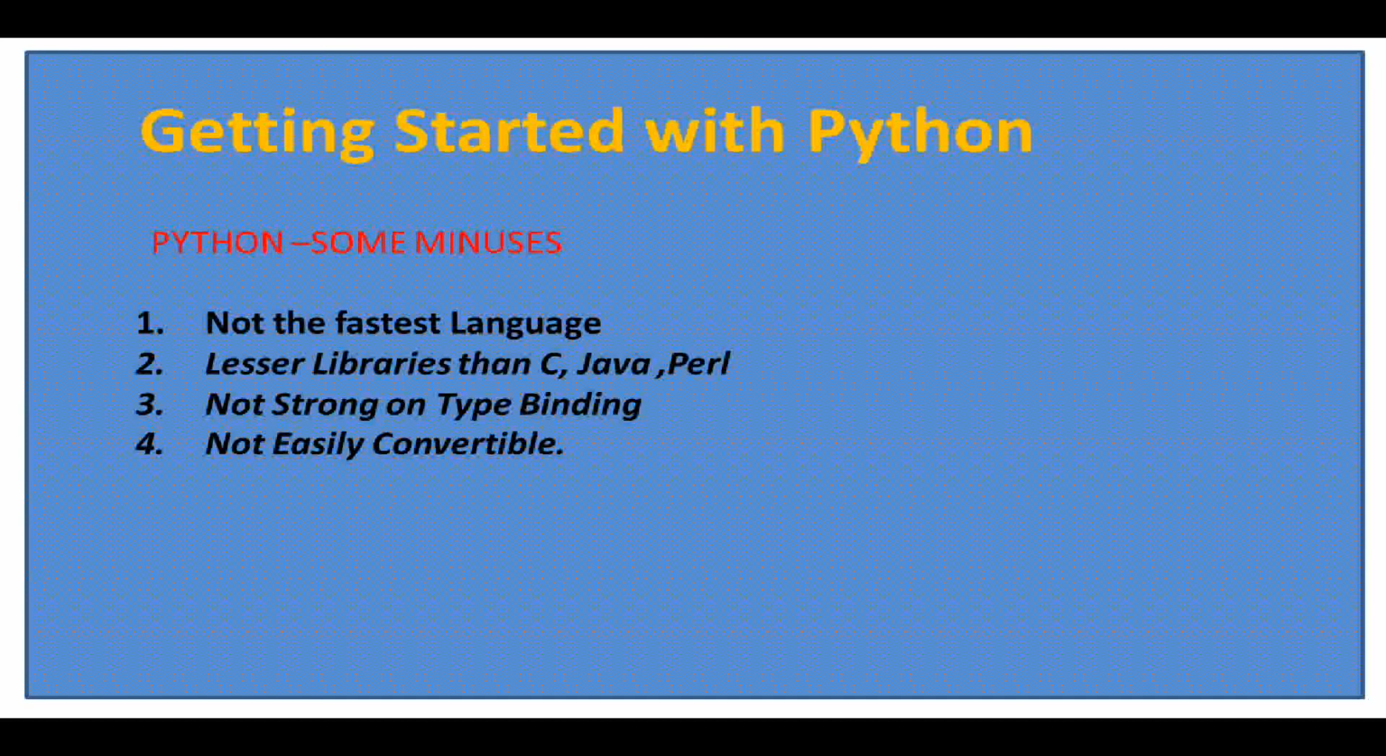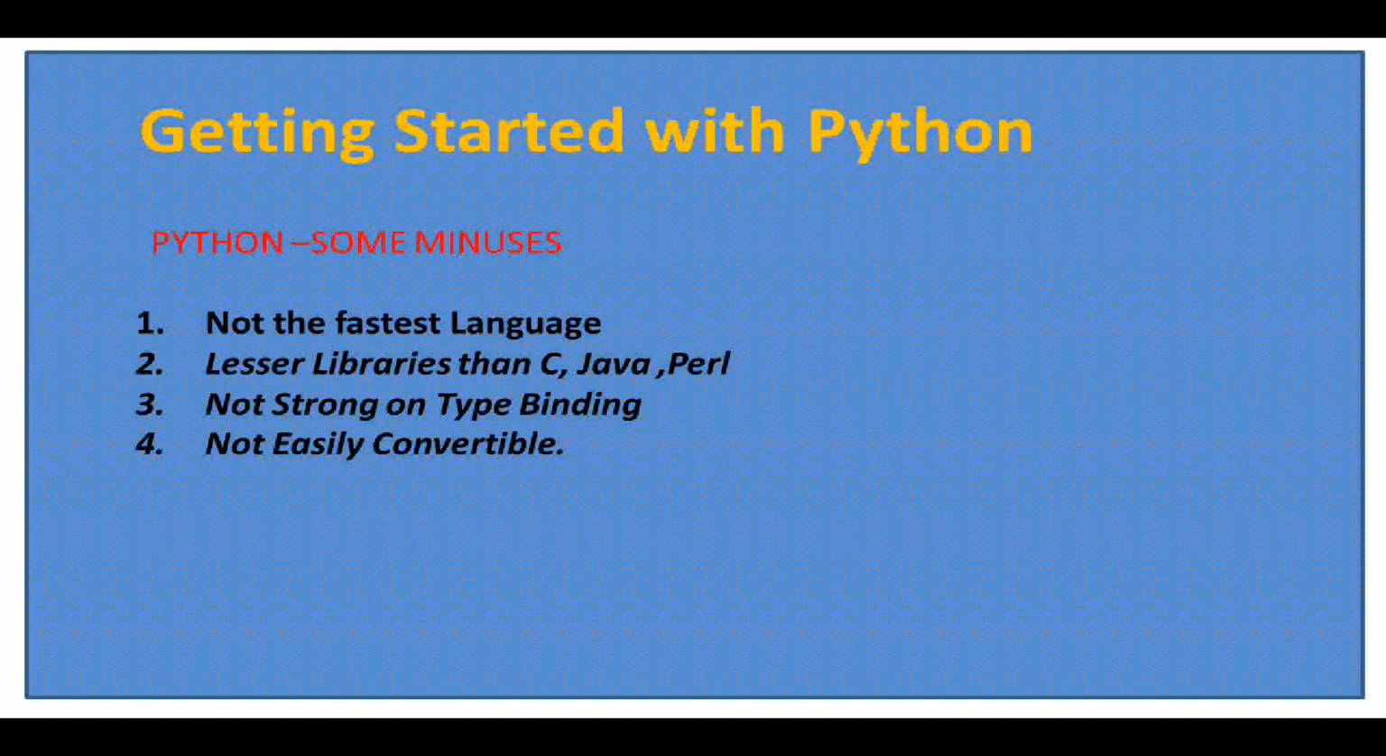Python offers less library support for some computing programs, and its library is still not competent with languages like C, C++, Java, etc. It means its library is not as powerful as the libraries of other languages. Next, Python is not strong on type binding. It means that the Python interpreter is not so strong on catching type mismatch issues. It is not tightly bound on the types of data.